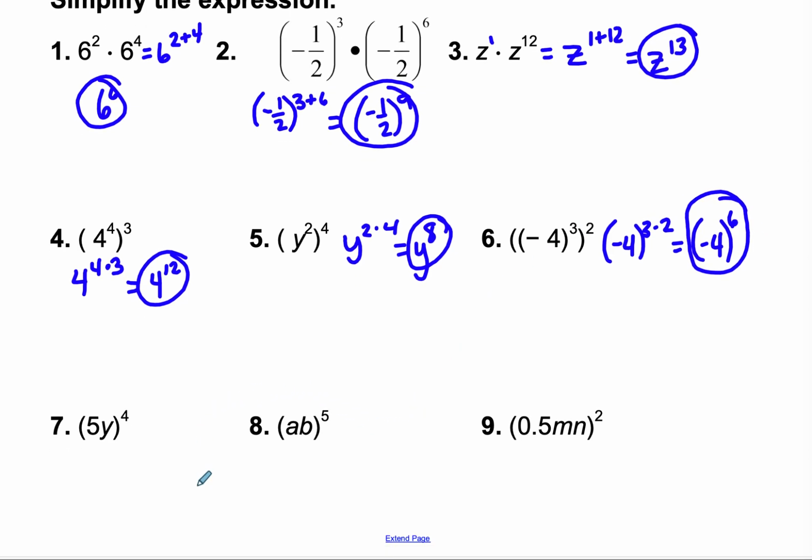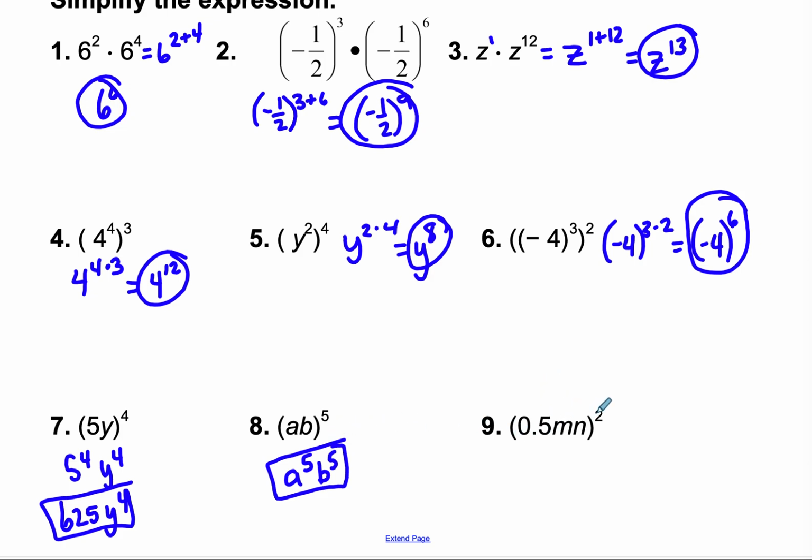All right, and then for our last ones here, 5y to the 4th power: 5 to the 4th power, y to the 4th power. All right, 5 to the 4th power, we actually calculated that earlier. It's 625. Y to the 4th power. AB to the 5th power: A to the 5th power, B to the 5th power.